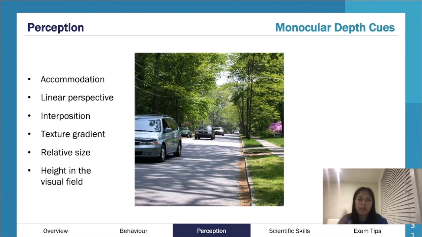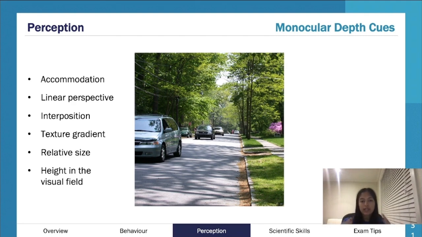Okay, so we also have monocular depth cues and binocular depth cues. Monocular is you can pick up these cues using one eye. So with your monocular depth cues, so with accommodation is this idea of being able to see the picture and sort of figure out the depth of something based on what is in front of what. So this idea of accommodation, linear perspective, interposition, texture gradient, they all contribute to ultimately seeing depth.